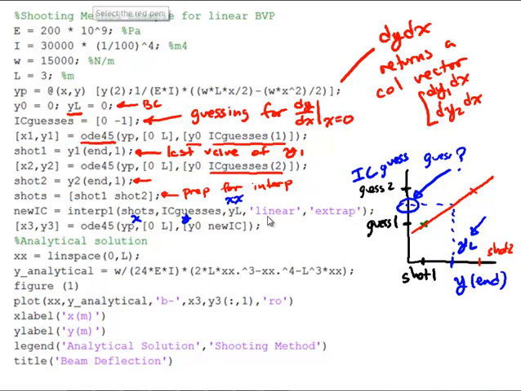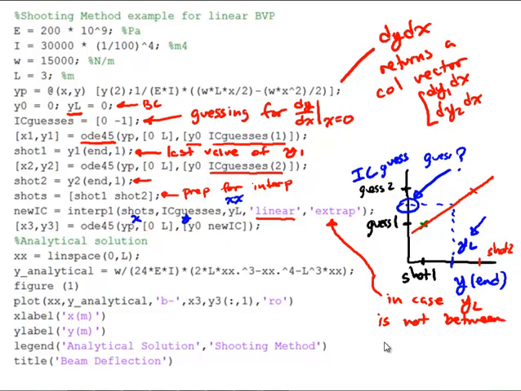Then we're going to use the linear option, since this is a linear interpolation. The last thing is this extrap option. That stands for extrapolate, in case YL is not between the two shots. For a linear interpolation, extrapolation is okay because we don't have a function that has some curvature that might lead to a wildly inaccurate extrapolation. Since there's no curvature, it's okay if our shots do not bracket YL.